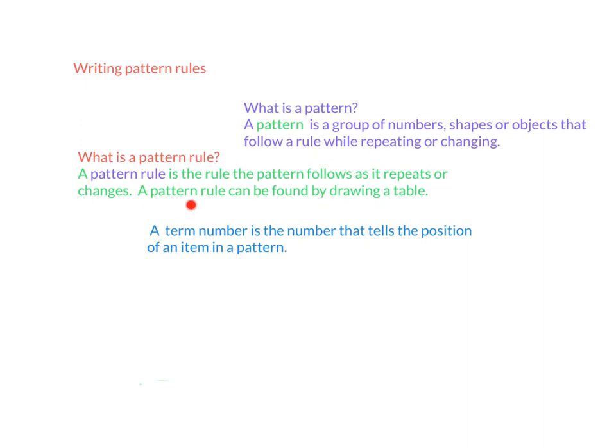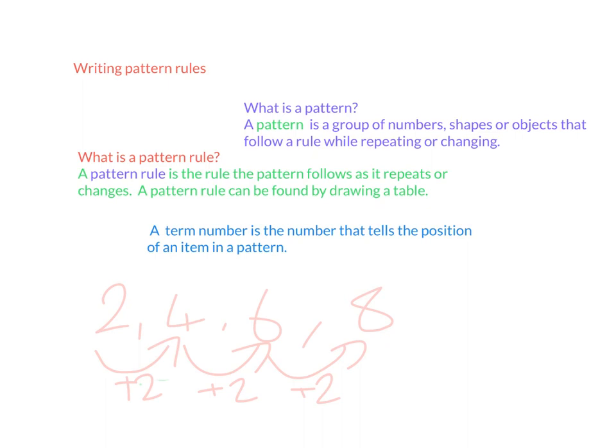Whatever the rule is, if it's repeating, it might be like we showed with the shapes. It goes from a triangle to a square, triangle to a square. So the rule is that after a triangle comes a square, and then a triangle again. For the 2, 4, 6, 8 pattern, the rule is the pattern is increasing by 2. So I'm adding 2 each time as I go through. The rule is it's adding 2 each time.